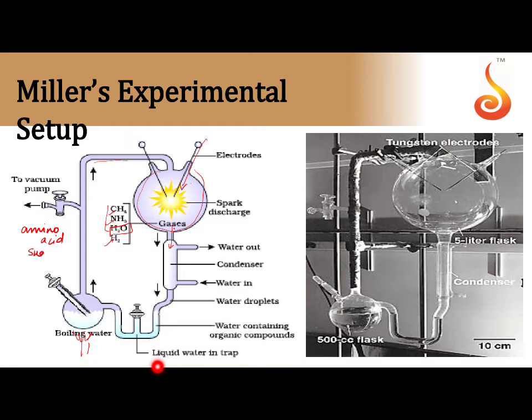sugar and also fats. So, these were the most important molecules for forming any living organism. With this, Stanley Miller also proved chemical evolution.